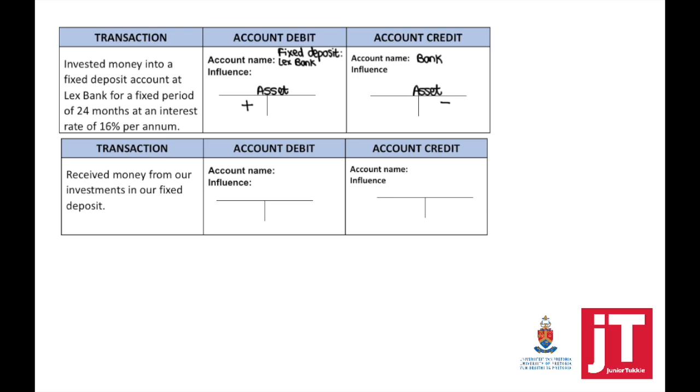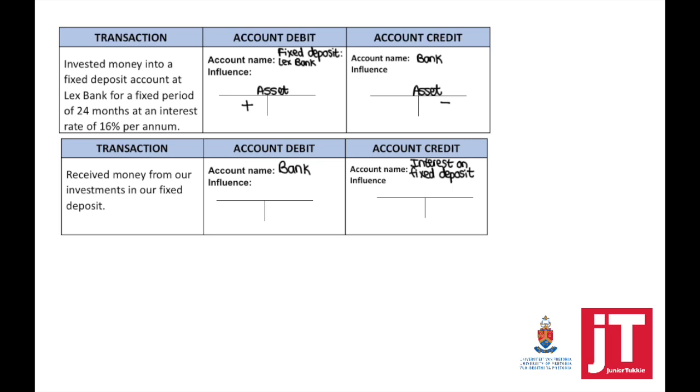Received money from our investment in our fixed deposit. So what is happening now? We've invested money and now we've generated an income from that. We've received money from that. This will be shown as bank and interest on fixed deposit. That money will be paid into our bank account.